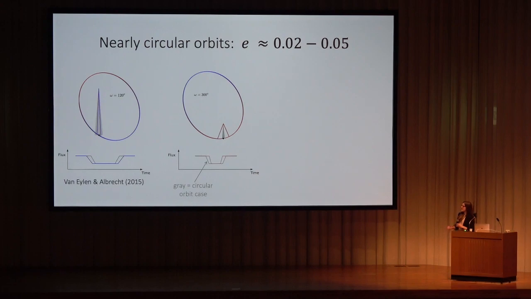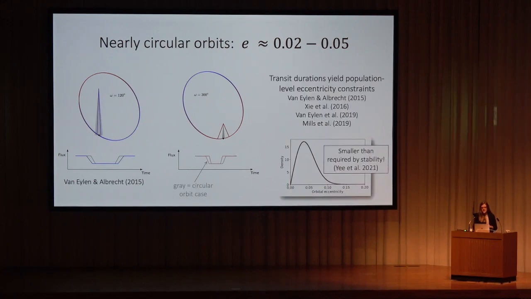So the dependence on eccentricity and argument of periapsis can be seen nicely in this figure here. Using a sample for which the stellar densities are well known and using careful methods for modeling this distribution of eccentricities, multiple studies found that the eccentricities are most often in the range of about 0.02 to 0.05. In some sense, this isn't really that surprising because of the tight orbital spacings between the planets. However, Yi et al. in 2021 found that the eccentricities are even smaller than required by stability.